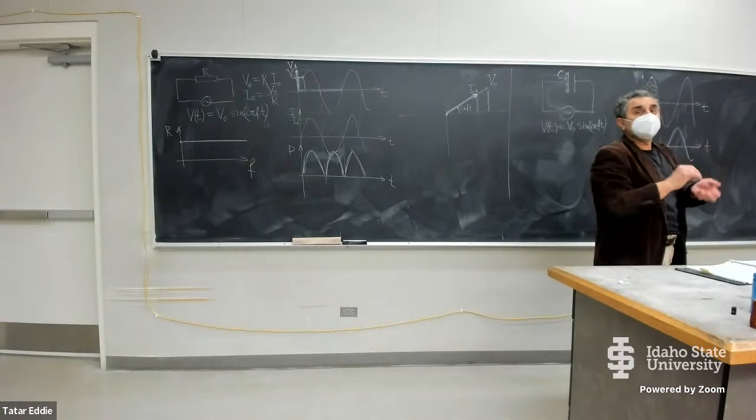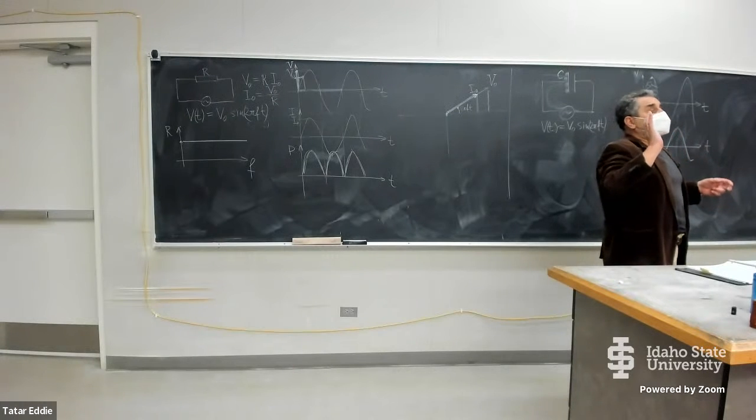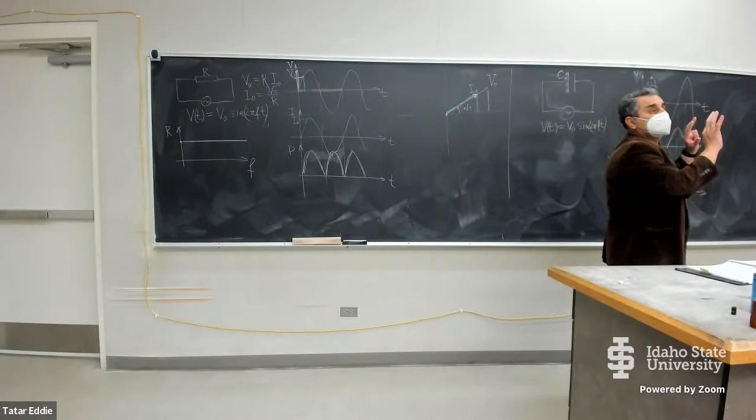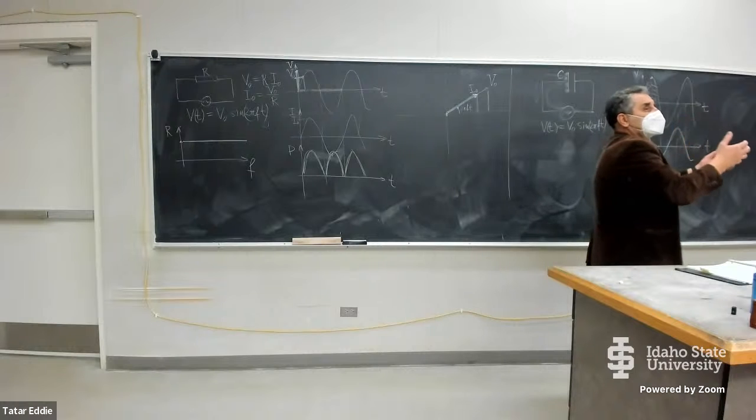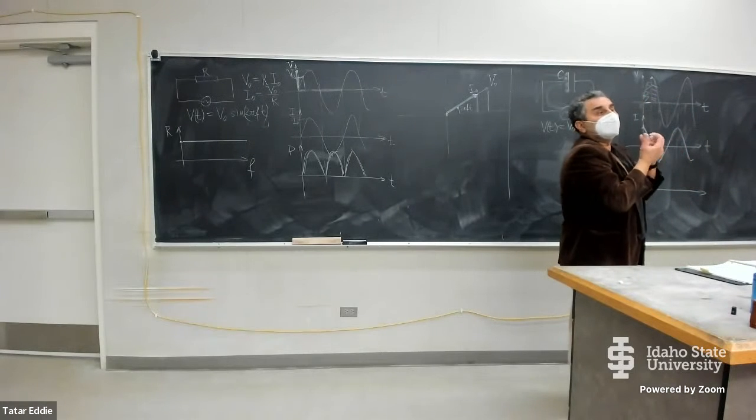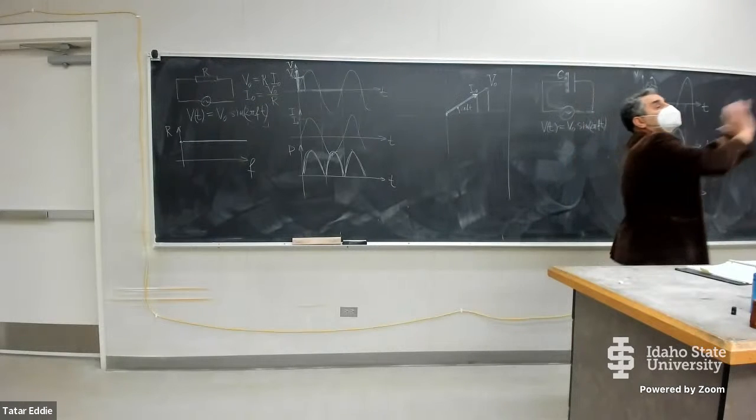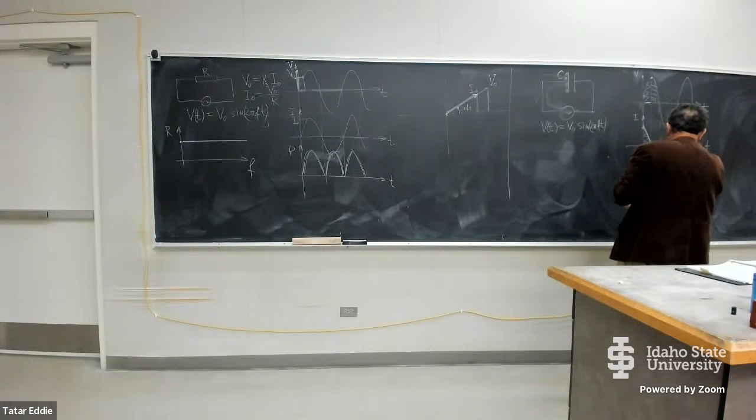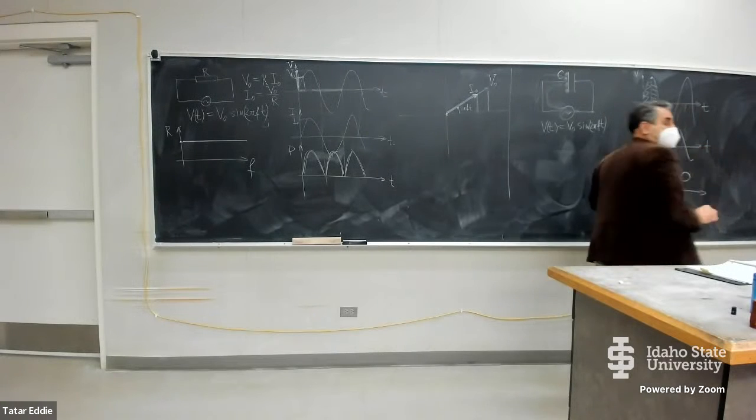Negative power consumption means that the capacitor is giving back energy to the generator. So half of the time, the capacitor is drawing energy from generator. The other half of the time, it is giving that energy back to the generator. And the average power consumed is 0.